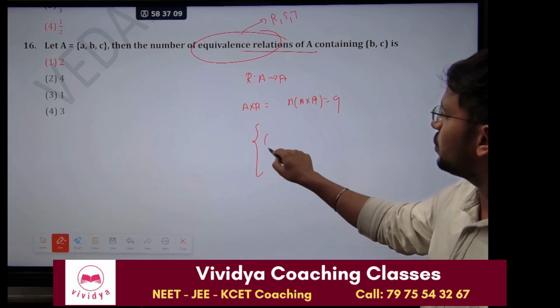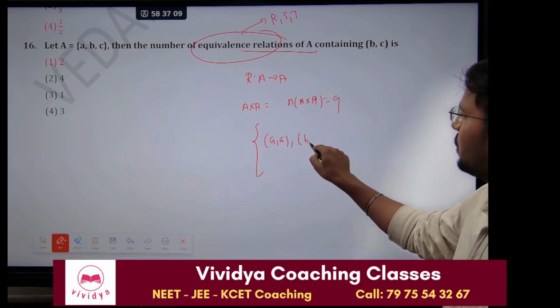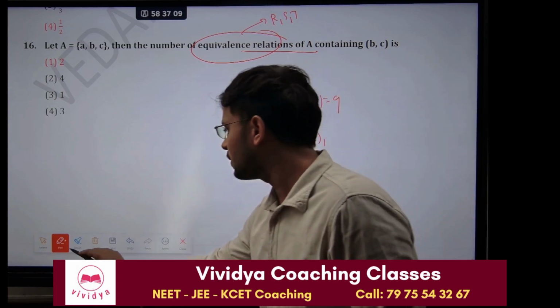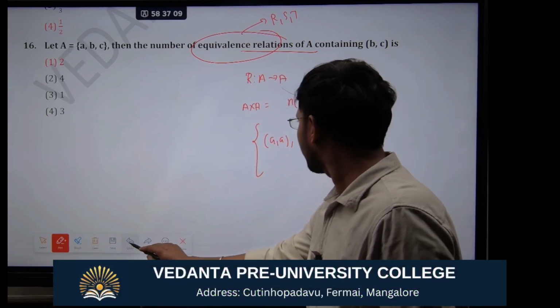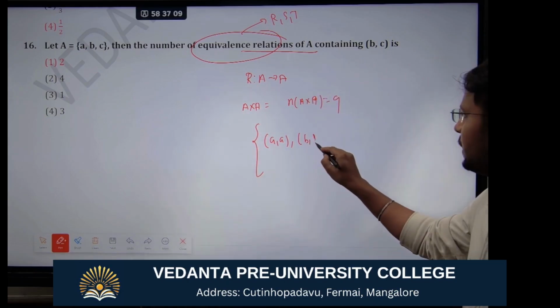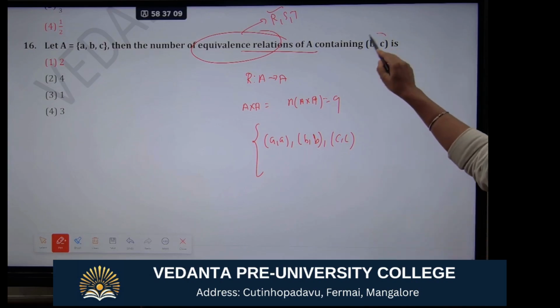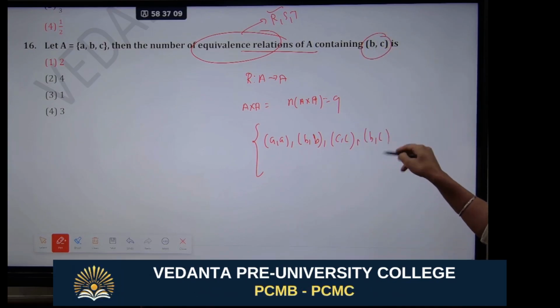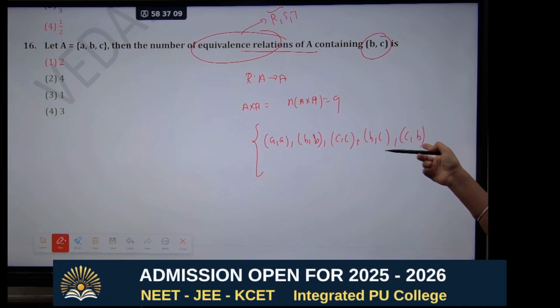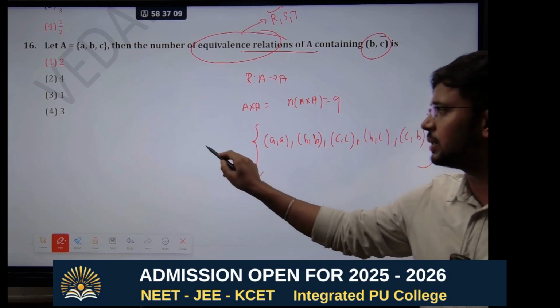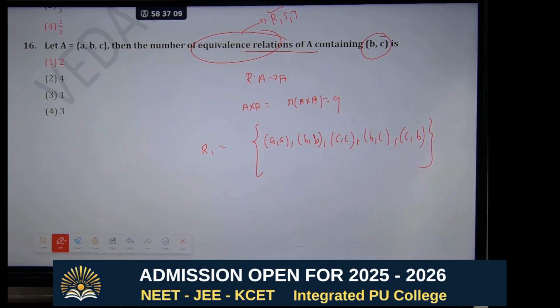Since it is an equivalence relation, I have to consider A comma A, B comma B and C comma C, which must be there to become reflexive. Now it is given I have to consider B comma C. To make it symmetric, I have to put C comma B. Now check, can we make it transitive also? It is already reflexive and I made it symmetric, and for it to become transitive, BC and CB, so BB should also be there. So one relation is this one. This relation is an equivalence relation. So 5 elements are there.